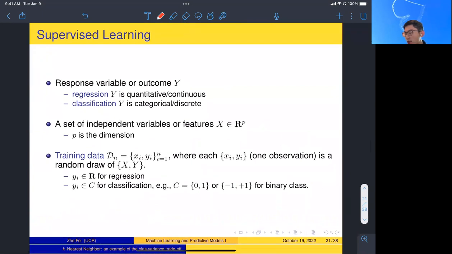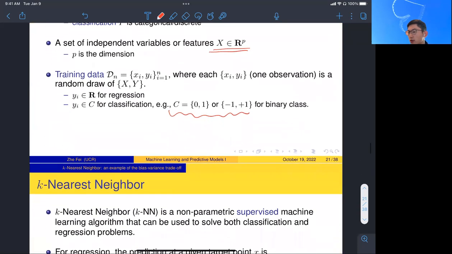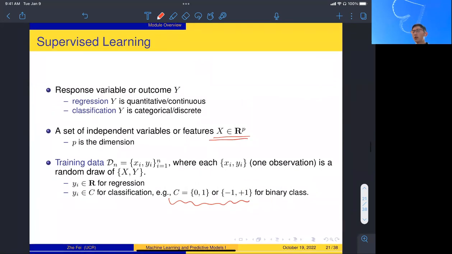So here is what we have covered. We have mentioned the inputs or features are p-dimensional, and we denote the training data as D_n, with sample size n. If we focus on supervised learning, we would have both x and y. y would take different values for regression or for classification. Hopefully, we are clear about the notations introduced here.